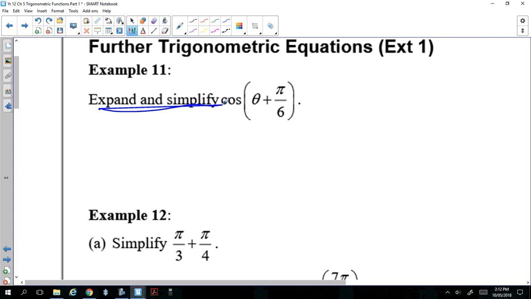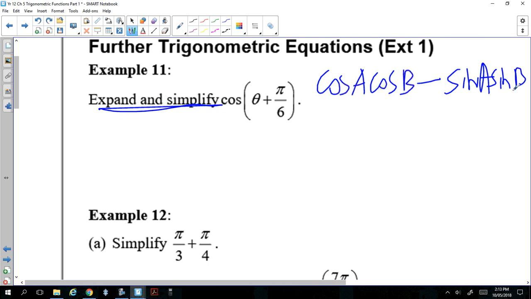Cos A cos B minus sine A sine B. Okay, so we're going to write equal to cos theta cos pi on 6 minus sine theta sine pi on 6. Like that. And then you have to simplify it.